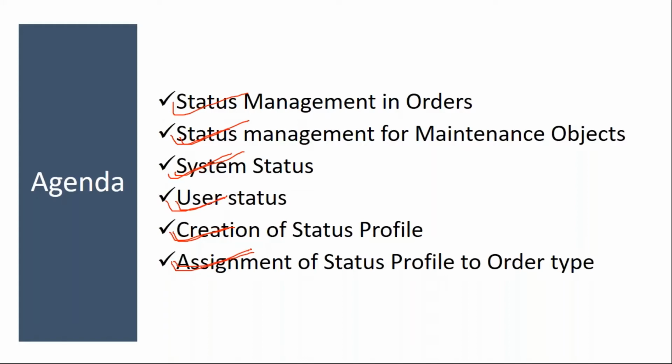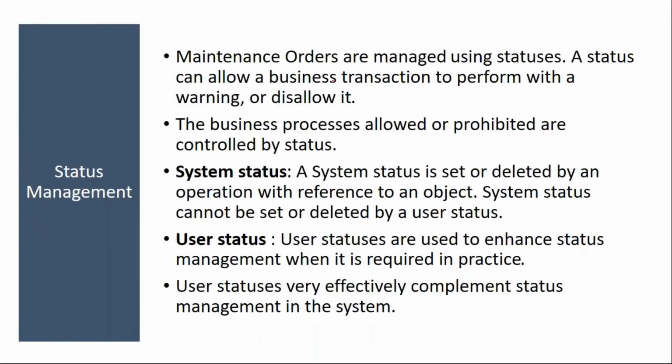So basically, today we will understand how the system status and user status are used in the orders, in the equipments, or in the maintenance objects. Basically, maintenance orders are managed using statuses. This I will show in the system.